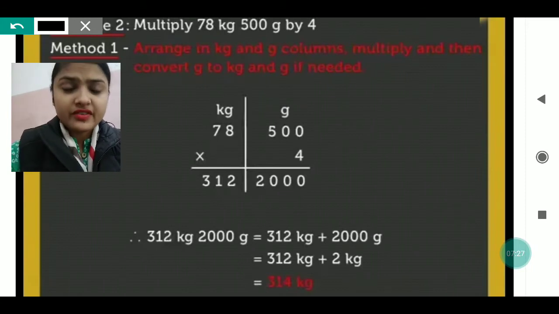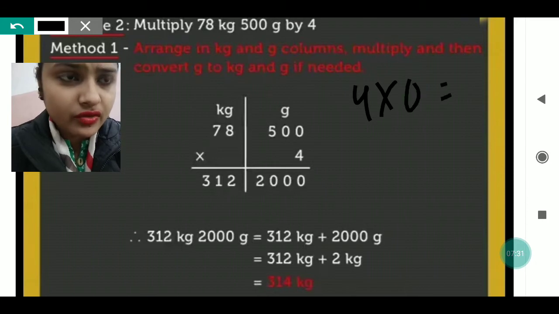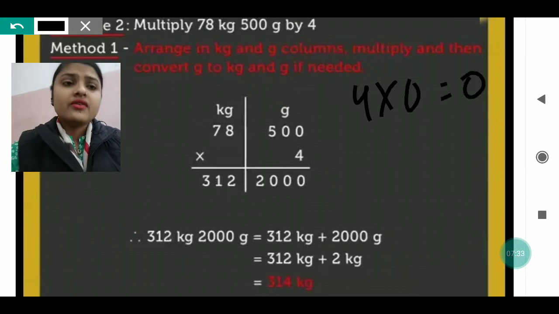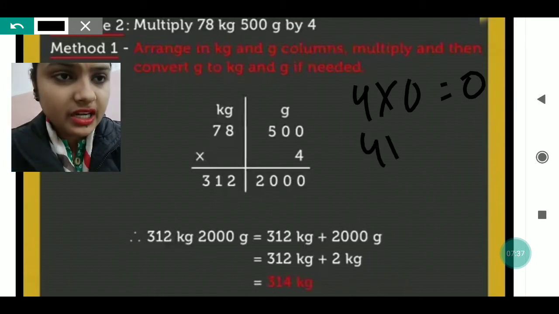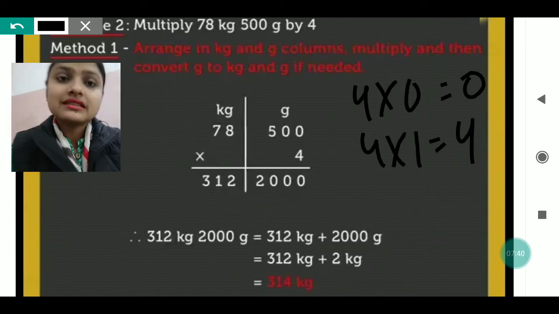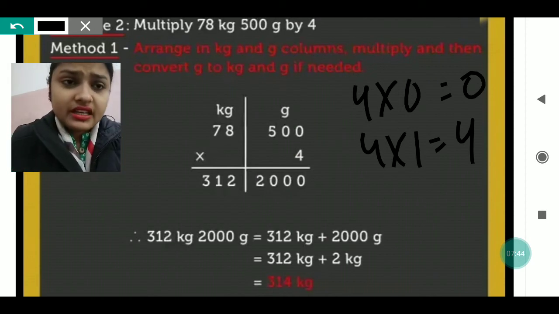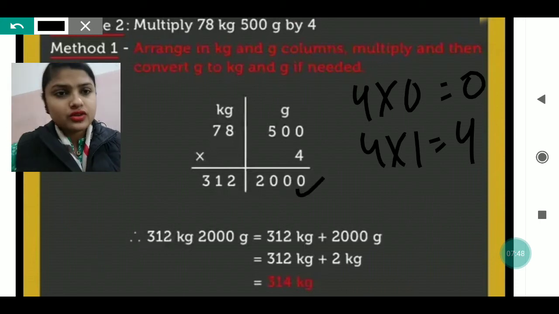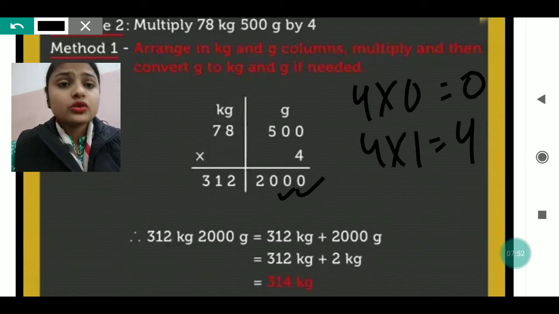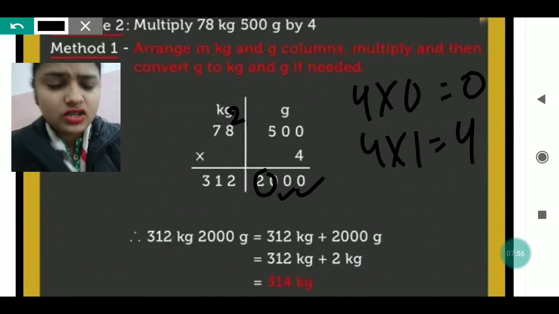4 we have multiplied with 0. We already know if any number is multiplied with 0, we get 0. When any number is multiplied with 1, we get the number itself. So here 4 into 0 we have got 0. Again 4 into 0 we have got 0, and then 4 into 5 we have got 20. So 0 will be written here, and 2 we will take as carry to the kg column.